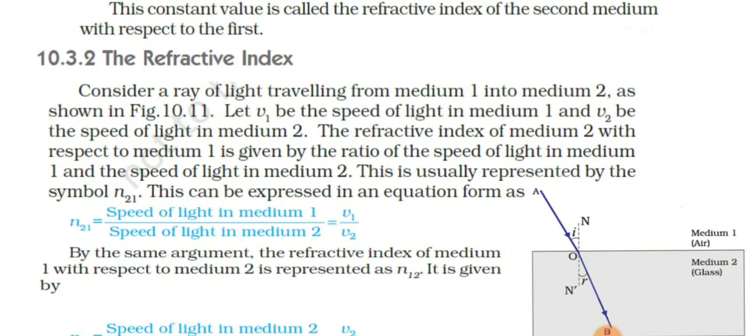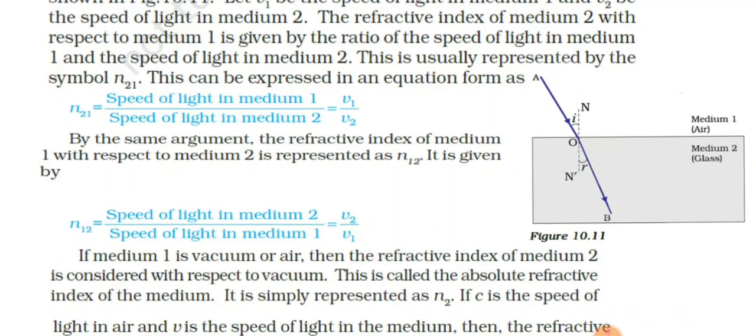Next topic is the refractive index. Consider a ray of light traveling from medium 1 into medium 2 as shown in figure 10.11. Let v1 be the speed of light in medium 1 and v2 be the speed of light in medium 2. The refractive index of medium 2 with respect to medium 1 is given by the ratio of the speed of light in medium 1 and the speed of light in medium 2. This is usually represented by the symbol n21.